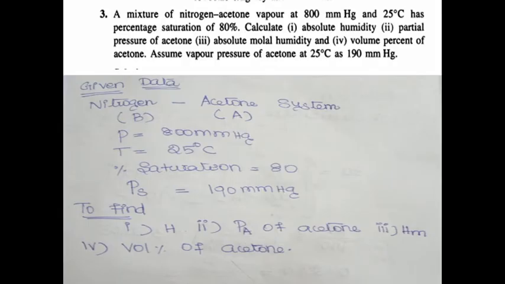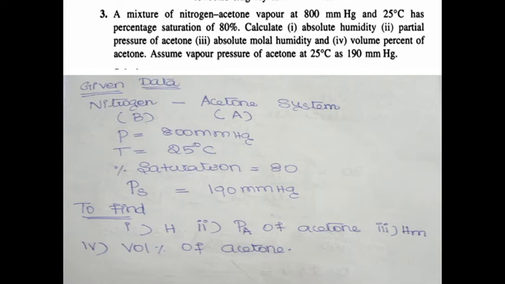A mixture of nitrogen and acetone vapor at 800 mmHg and 25 degrees Celsius has a percentage saturation of 80%. Calculate first, the absolute humidity; second, the partial pressure of acetone; third, the absolute molar humidity; fourth, the volume percentage of acetone. Assume the vapor pressure of acetone at 25 degrees Celsius as 190 mmHg. Are you clear or not?